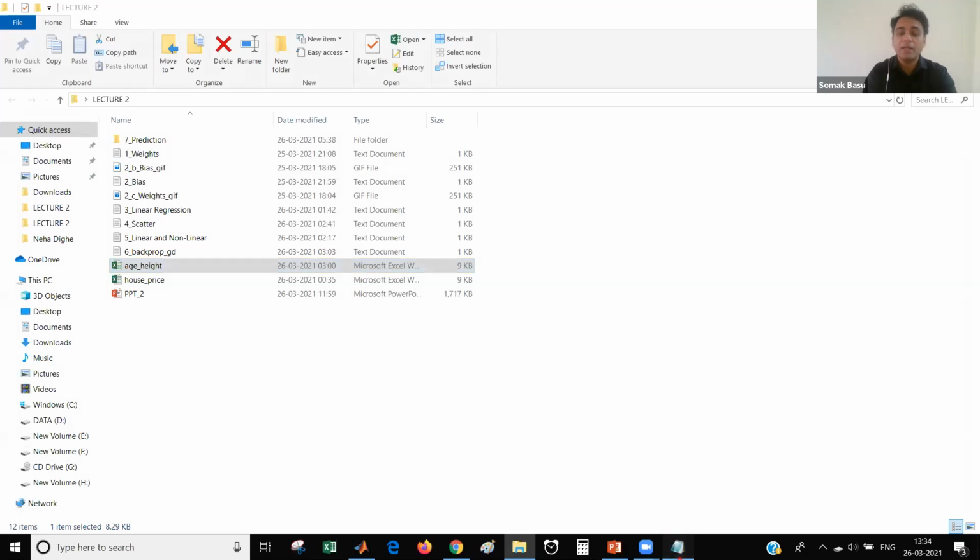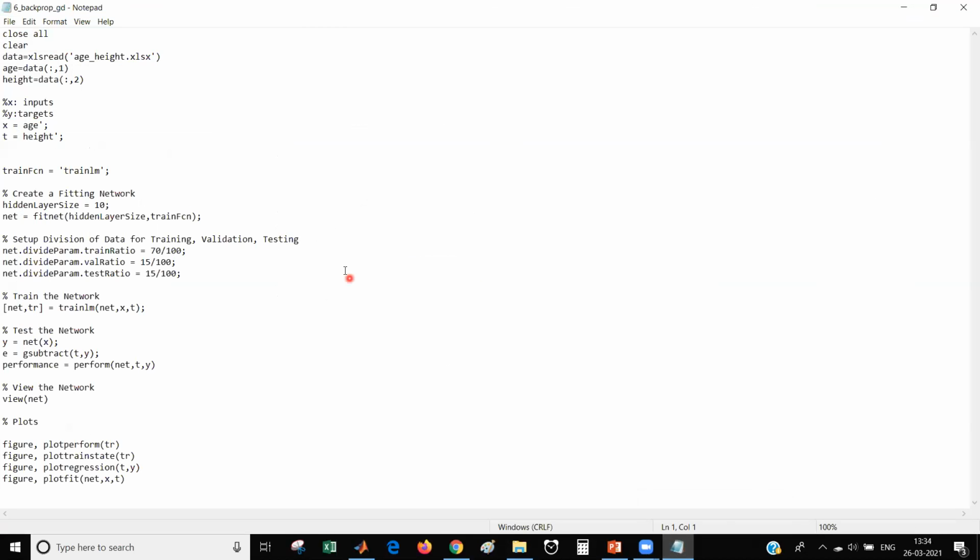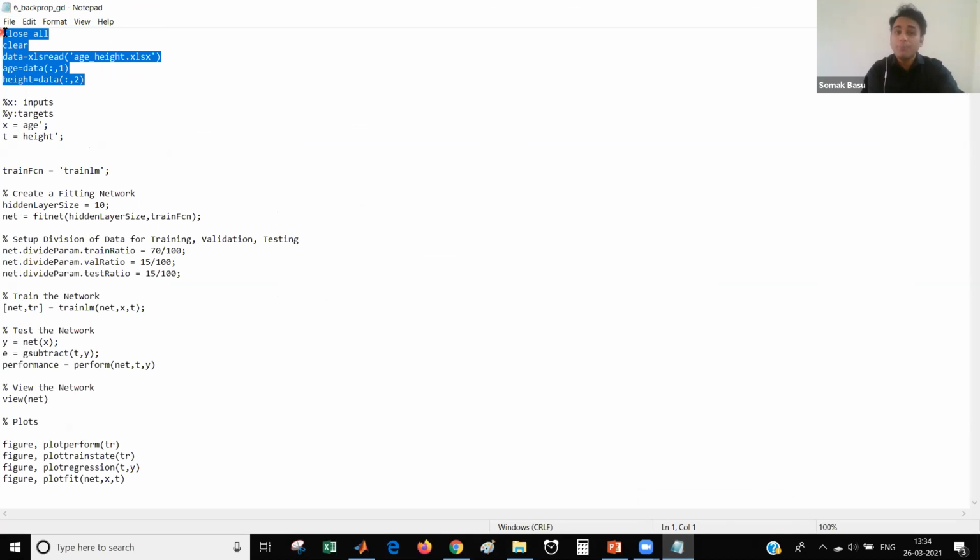I hope my MATLAB command window is visible to everybody. Yes, sir. So first of all, what I'll do is close all. It will close all previous figures. Clear will clear all previous variables. Again, I'll use the xlsread command: xlsread age_height.xls. I've got an Excel sheet which I have named age height. The first column of the data set is the age, and the second column, as you saw, was the height. So let me first of all try to import this Excel file to my MATLAB command window.